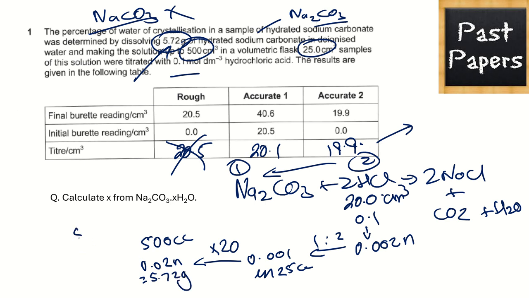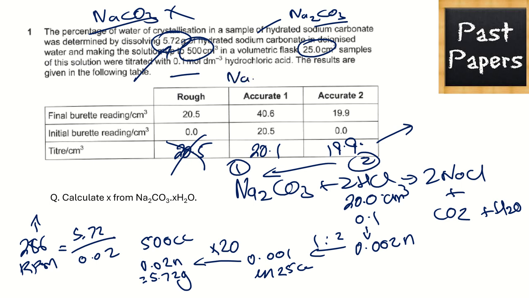I do my 5.72 mass divided by number of moles, 0.02. 5.72 divided by the answer gives me 286. It's a much bigger number this time actually. So that gives me 286. That's the RFM. From that I take away the sodium carbonate part of the hydrated crystal.